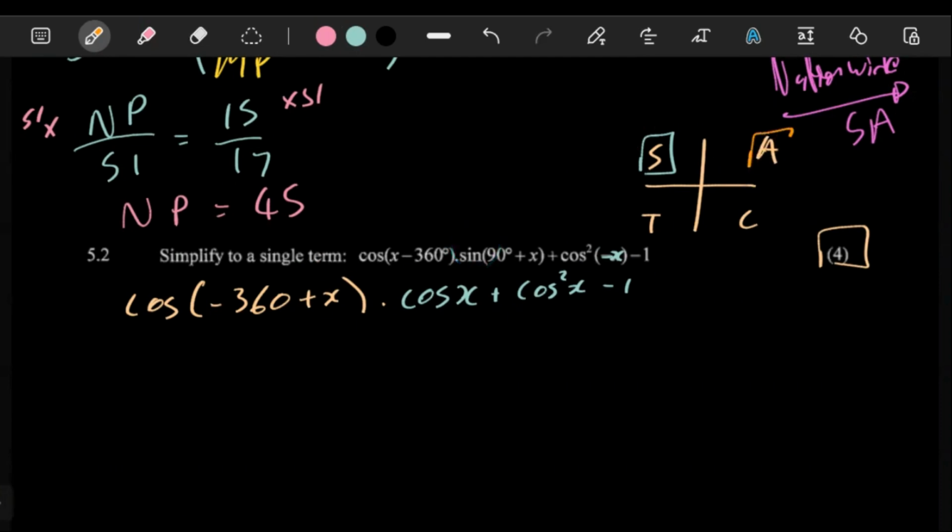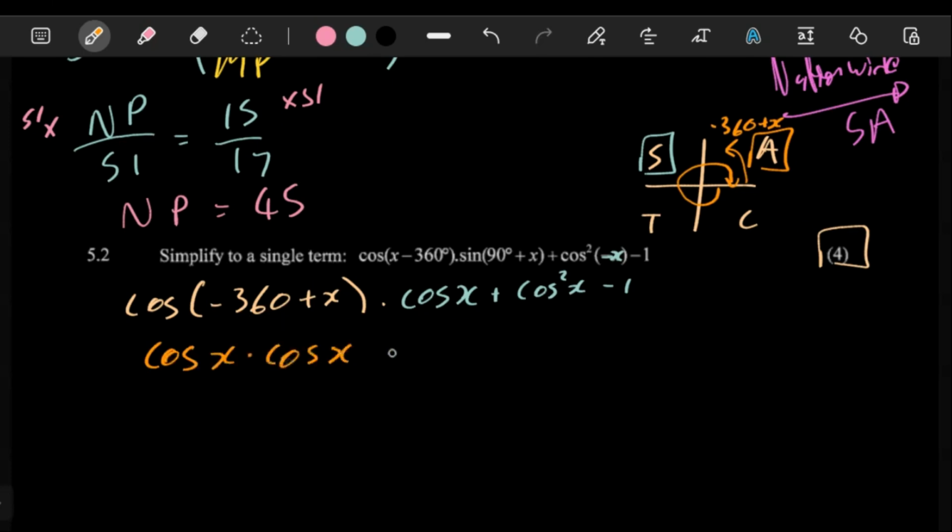So you're going to land up in this quadrant, because you're going to go negative 360, and then you plus an angle. So you end up here, in the first quadrant, where everything is positive. As long as you're dealing with 360, the cos is a cos.